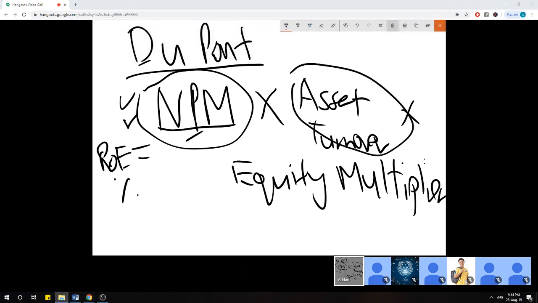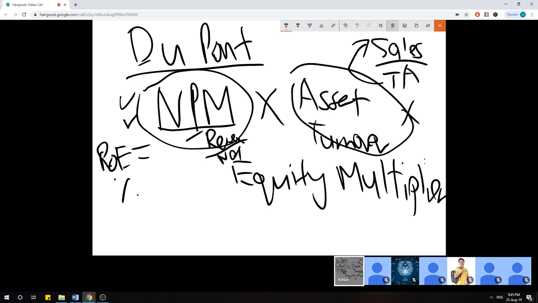The second one is the asset turnover, meaning the formula is sales over total asset. It is more like how well the company uses the asset to generate sales. The margin is more about revenue and net profit, while here is how efficiently you use the asset, which is a balance sheet item, to generate the sales of the company. Basically, either you use fewer assets to generate the same amount of sales, or you use the assets to generate an additional amount of sales.